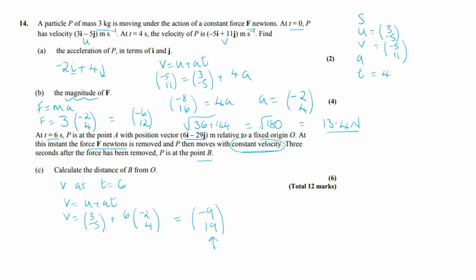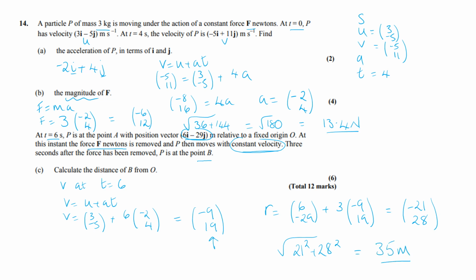But we're already at the point 6, minus 29. So the position is going to be 6, minus 29, plus 3 seconds worth of the constant velocity. And if we do that, 6 minus 27 is minus 21, and minus 29 plus 3 lots of 19 is 28. And then we're trying to calculate the distance, so we need to again take the magnitude, so it's 21 squared plus 28 squared, and that comes out to be 35 meters.